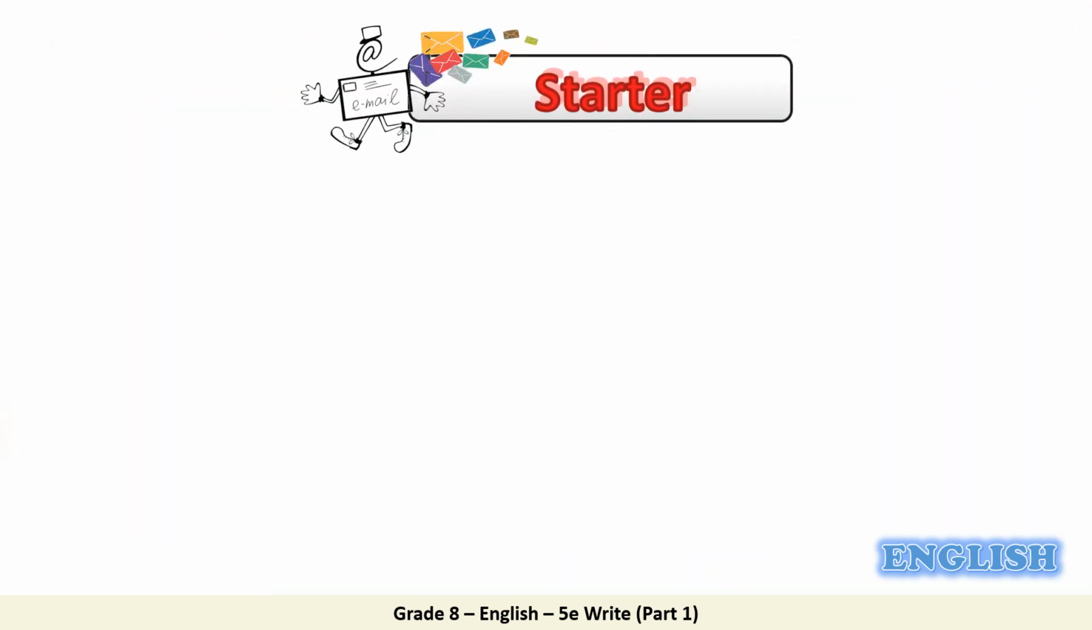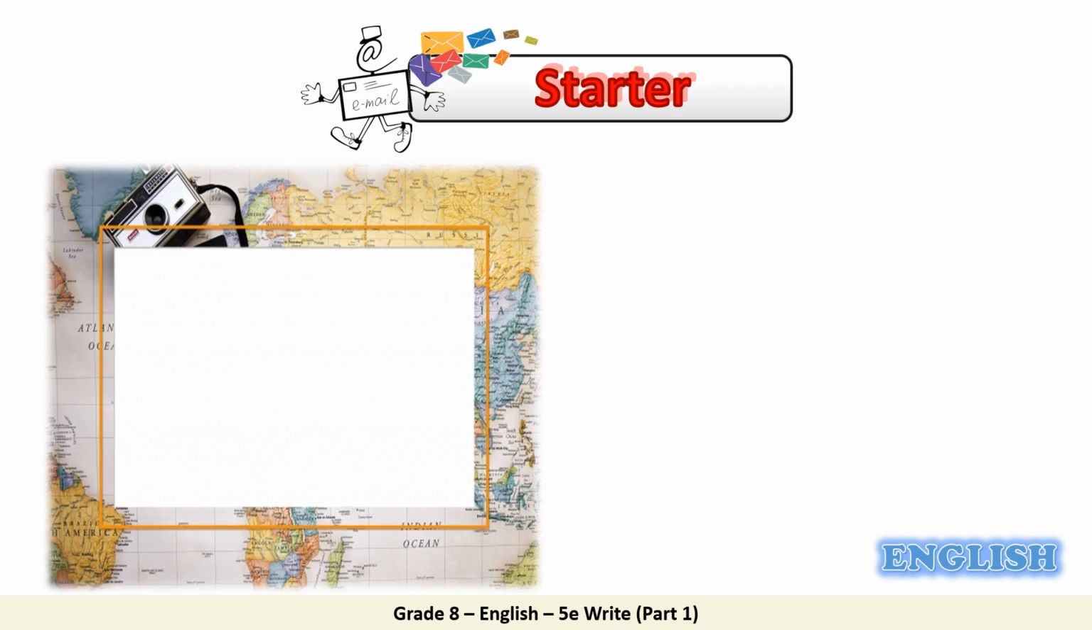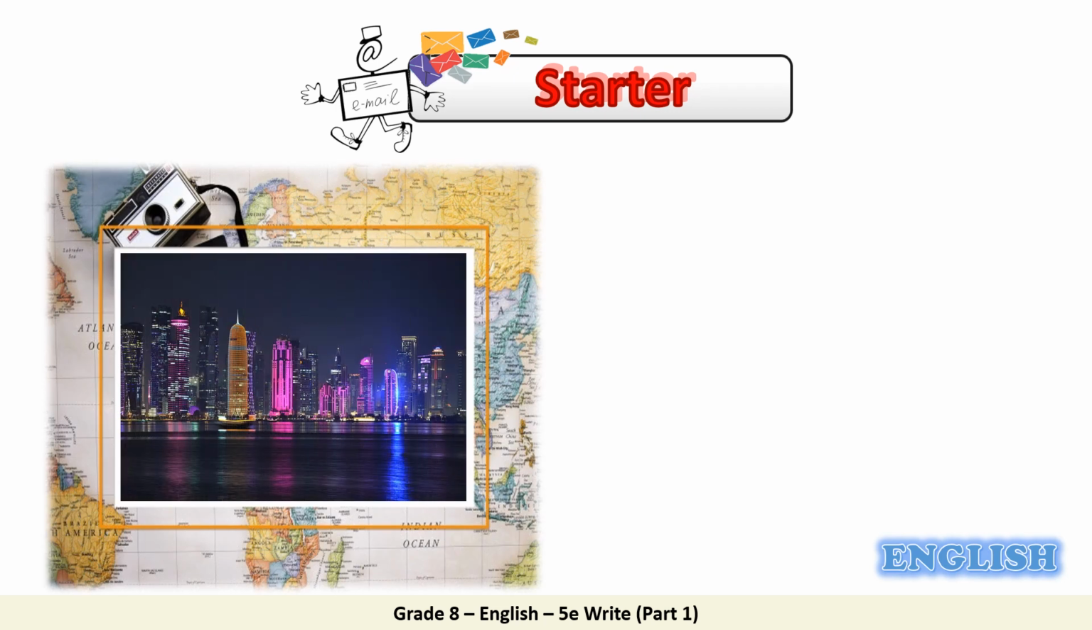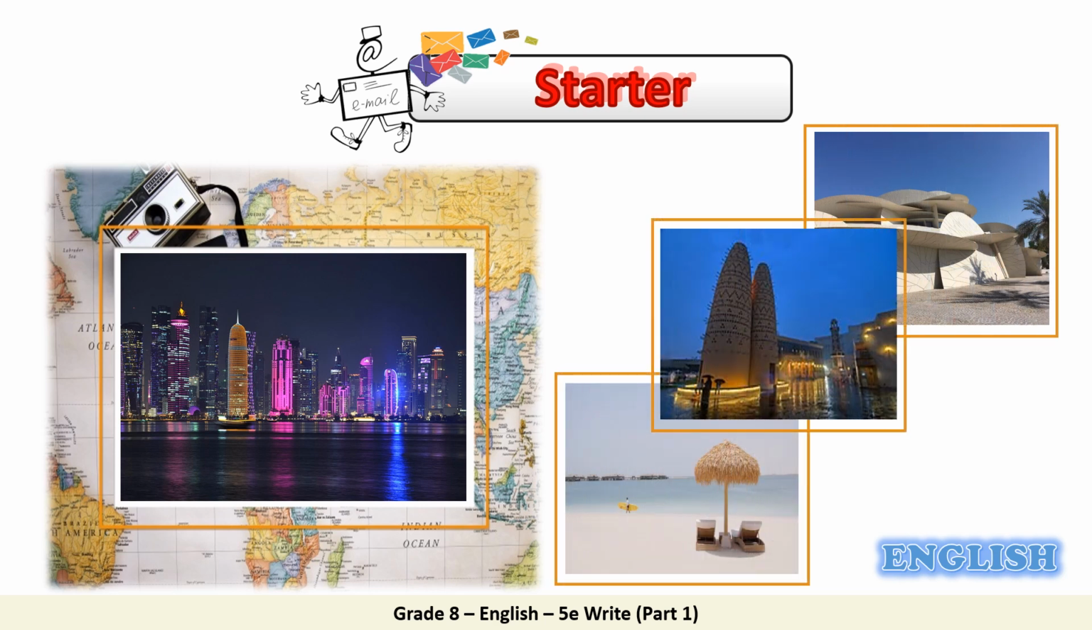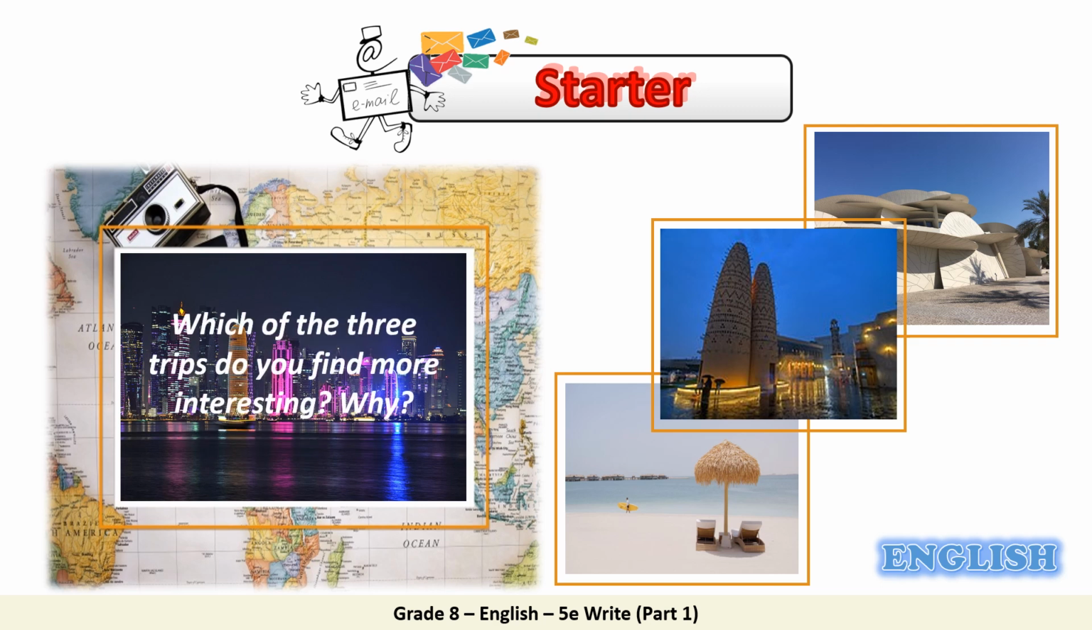Before we start the writing task, let's do a warm-up activity first. Imagine that your school is organizing end-of-term day trips to the 3 places on the right: the National Museum of Qatar, Qattara, and Banana Island. Which of the 3 trips do you find more interesting and why? Pause the video for a while and think it through.